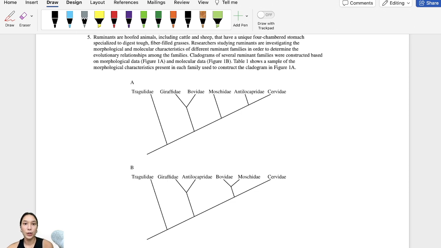Okay, so let's look at this figure now. It says cladogram of 6 ruminant families based on A, morphological data, and B, molecular data. So this is really, really important, the fact that A is based off of morphological data. So I'm just gonna write that here so I don't forget. And then this is molecular data.